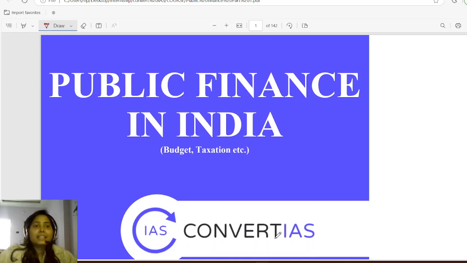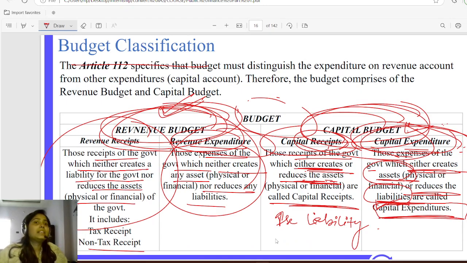So, in the last class, I started this public finance topic, which is very, very important from a prelims perspective. And I was at, just let me open that slide. I was at classification of budget into revenue and capital budget. And I have explained the components, like what the revenue budget contains and what the capital budget contains.